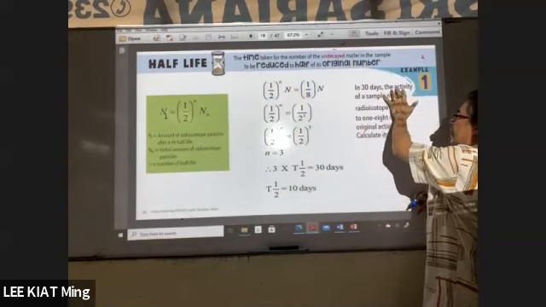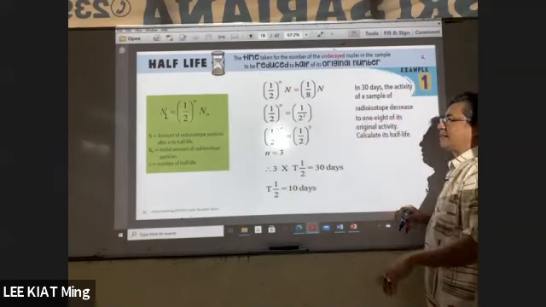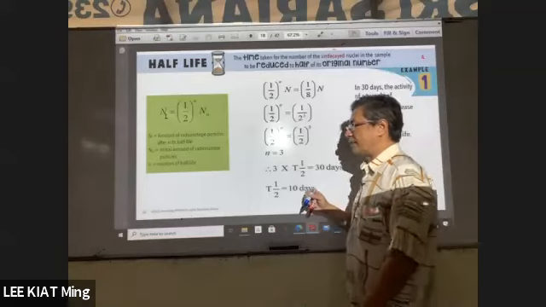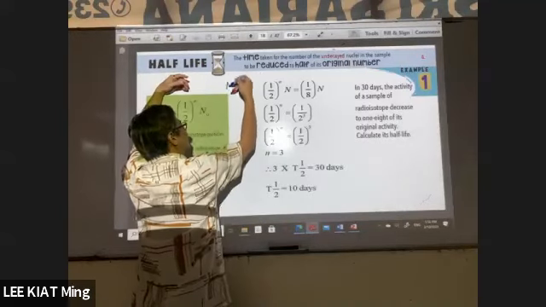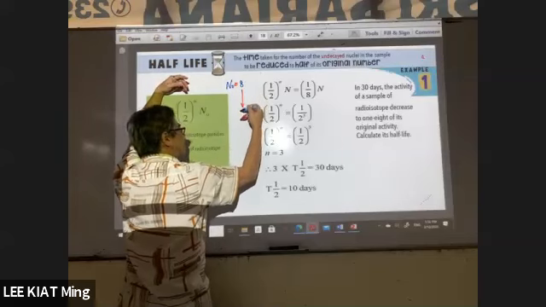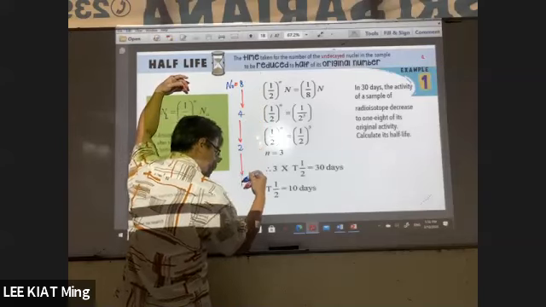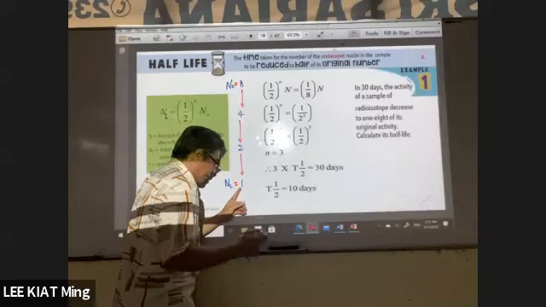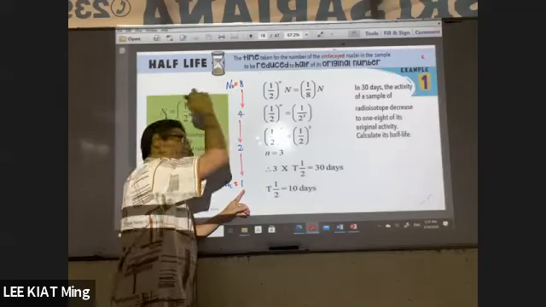In 30 days, the activity of a sample of radioisotope decreased to 1/8. What is the meaning of 1/8? You can do it in many methods. I can do this method. I start with 8. Decay one time, become 4. Decay one more time, become 2. Decay one more time, become 1. So the number of atoms left is 1. This is the meaning of 1/8: 1/8 of the atoms is left.